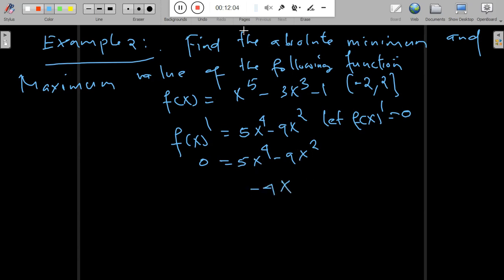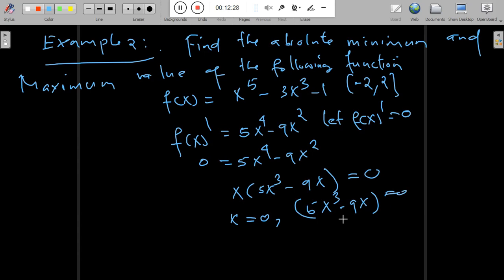When you use your calculator, or you may use the normal way, you can solve this function. When you solve, the values of x will be equal to 0, and also the value of x again will be equal to 0.